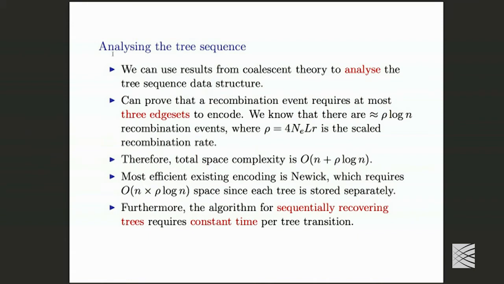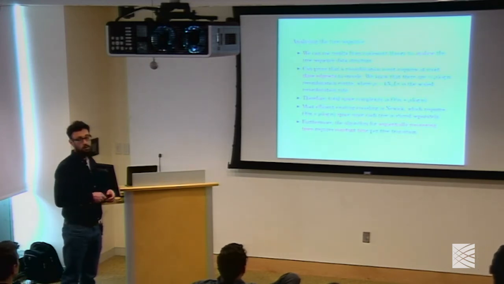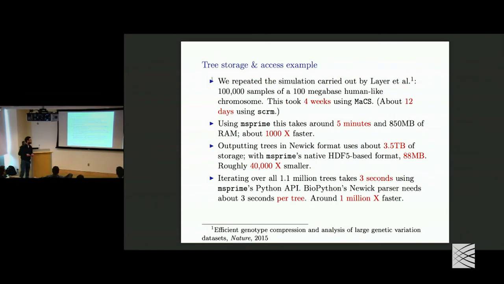And then, alternatively, if we're going to use Newick, which basically just encodes every tree, and this would be the same for any tree format where you write out every tree without trying to capture the shared correlations, the storage space required is order n times rho log n. So they simulated 100,000 samples of a 100 megabase human-like chromosome, and it took them 4 weeks using MaCS, which is another SMC simulator. But using MSPrime, this only takes about 5 minutes and less than a gigabyte of RAM.